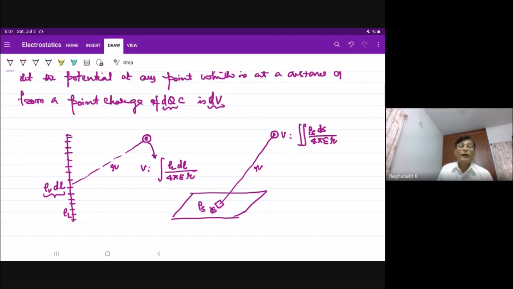This surface charge is considered to be the combination of infinitely many infinitesimally small surface charges. I will take a general element, general distance, and then vary the coordinate. Basically it is a double integral because I am on a surface.